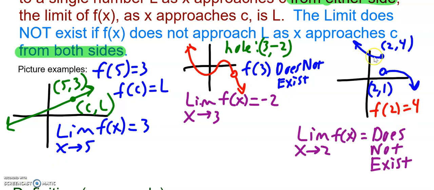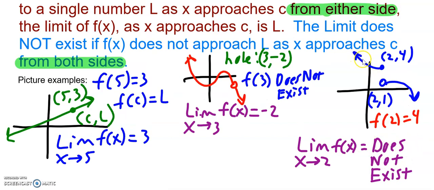Okay, so for this one, I drew kind of like a piecewise type function. So here, this point exists, 2, 4. Here, it's an open circle at 2, 1. Okay, so the domain of this function is still all real numbers. In this function, f of 2 is 4. That point exists, right? But if I do the limit as x goes to 2 of the function, this does not exist. And the reason why is because as I approach 2 from the left-hand side, I'm approaching a height or a y value of 4. As I approach 2 from the right-hand side, I'm approaching a height or a y value of 1.